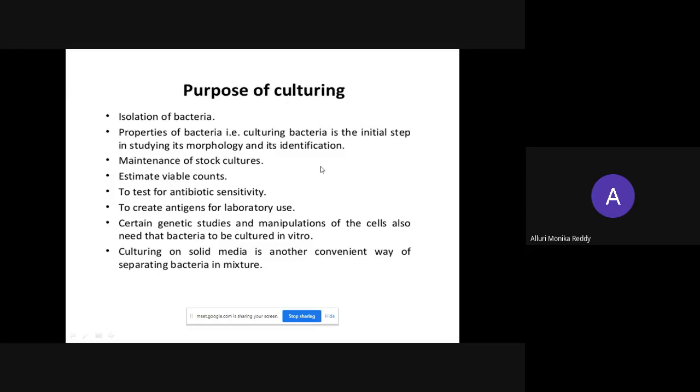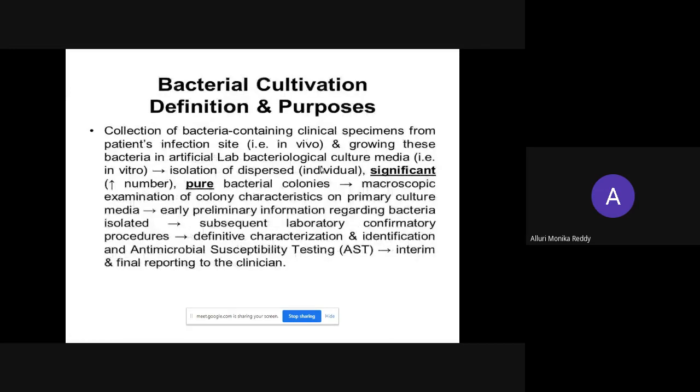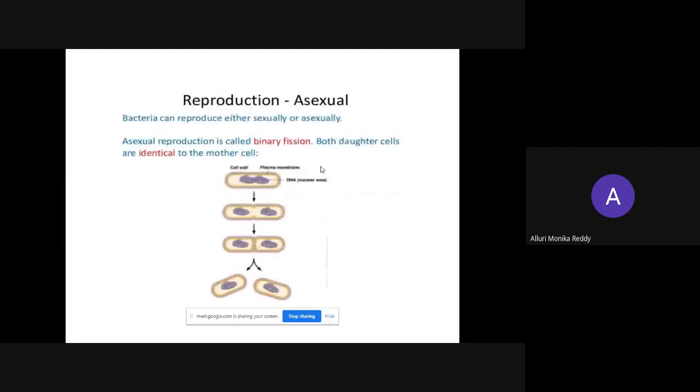And as I already told you and discussed about all these purposes, it is given in the form of a flow chart over here. The next thing is bacterial reproduction. As we all know, in bacteria, reproduction is carried out asexually. Yes, bacteria usually undergo reproduction through an asexual mode of reproduction called binary fission.